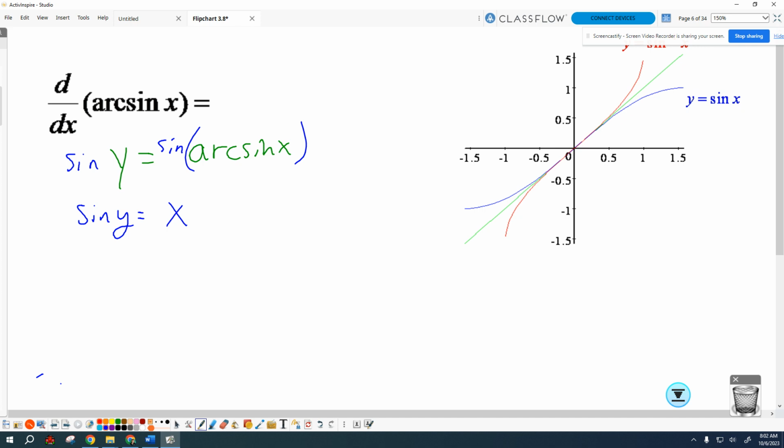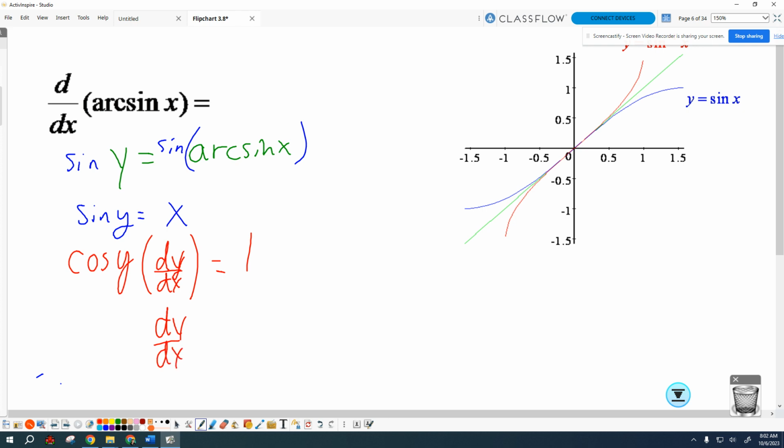Fiona, what is the derivative of sine? Cosine. And it's of y. Josh, what is the derivative of y with respect to x? dy over dx. Miriam, what is the derivative of x with respect to x? 1. Okay. Oh, this wasn't so bad.